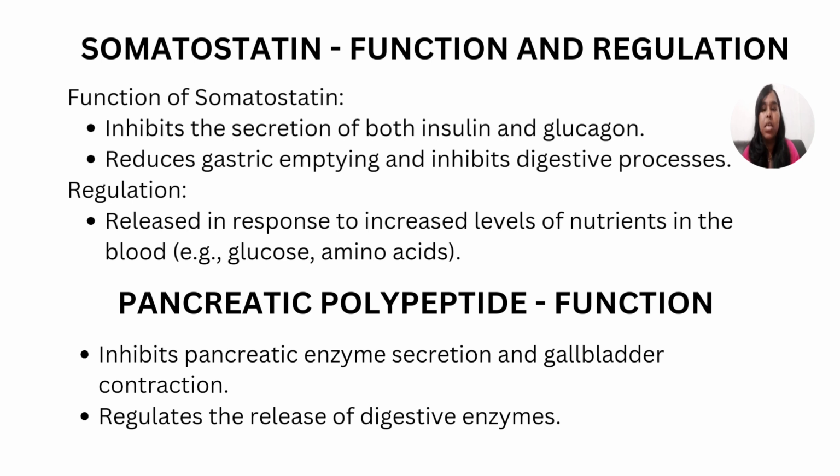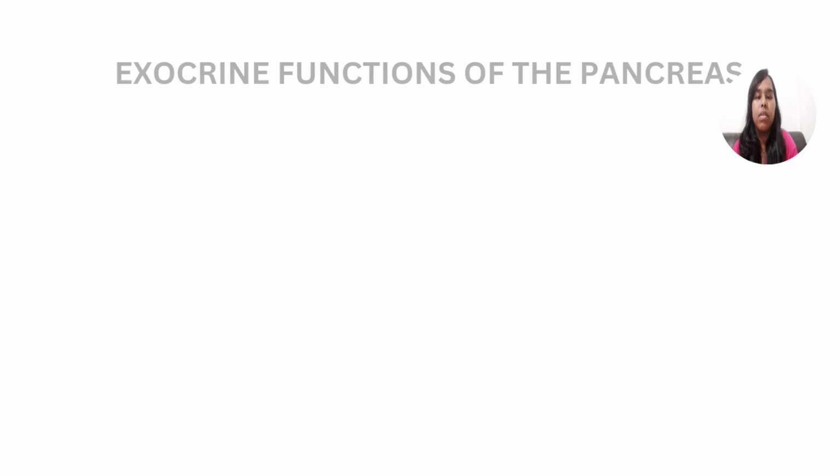Somatostatin, its function and regulation. Function: it inhibits the secretion of both insulin and glucagon, reduces gastric emptying, and inhibits the digestive process. Regulation: it is released in response to increased levels of nutrients in the blood, for example glucose and amino acids. Pancreatic polypeptide function: it inhibits the pancreatic enzyme secretion and gallbladder contraction and regulates the release of digestive enzymes.